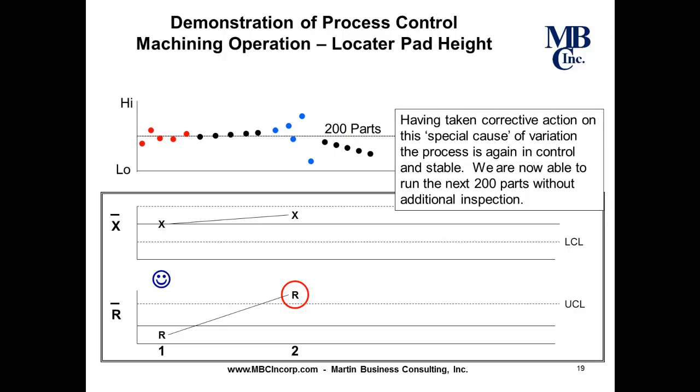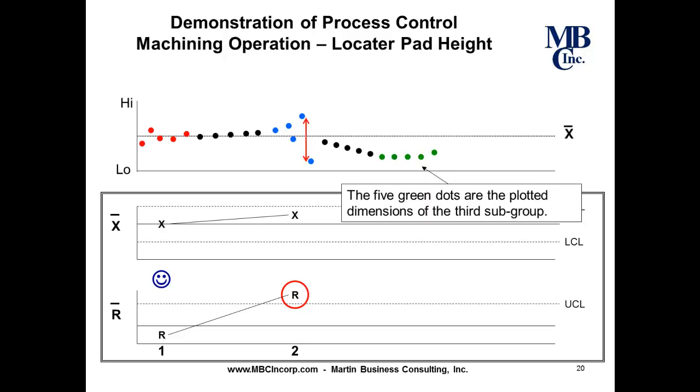Again, having taken the corrective action on the special cause of variation, the process is again in control and stable. We're now able to run the next 200 parts without additional inspection. The 5 green dots are the plotted dimensions of the third subgroup average, measuring, again, the height of the locator pad.